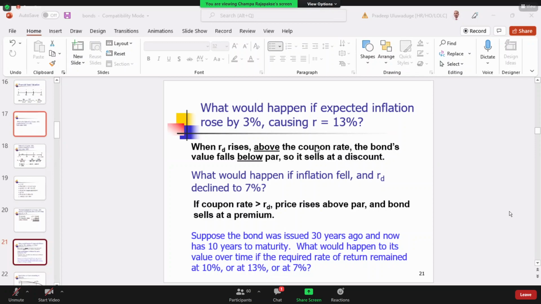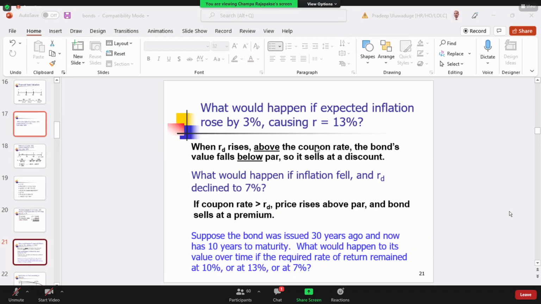So what would happen if inflation fell and RD declined to 7%? Right? So we were here. Can any one of you tell me what would happen? If the coupon rate is greater than the discount rate, price will rise above par, right? Because when you discount at a lower rate, the present value will be higher. And we say that the bond sells at a premium, right?